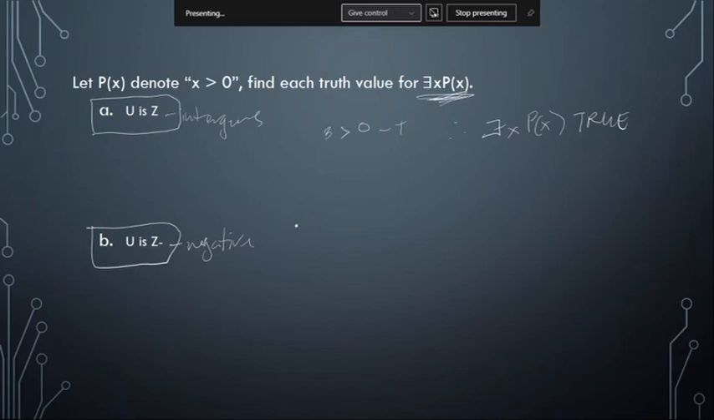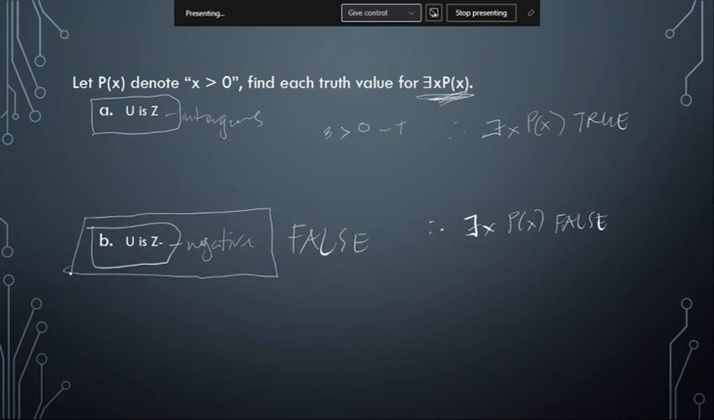So, this returns a value of false. Therefore, there exists x, p of x is false. So, this is not an exact example for this proposition. So let's look at the for all and for some, or the universal quantifier and the existential quantifier.